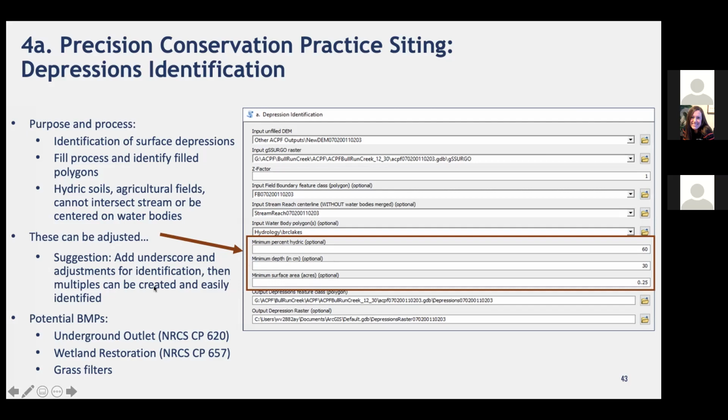These are important when we start to think about the potential best management practices that we might place in these depressional areas. Some of those practices, particularly related to wetlands, will have criteria set forth in conservation programming that we want to be mindful of when we set our minimum threshold values. And then our output includes that depression feature class, and then there's an option to include a raster that will show depth variability in these different depressions.